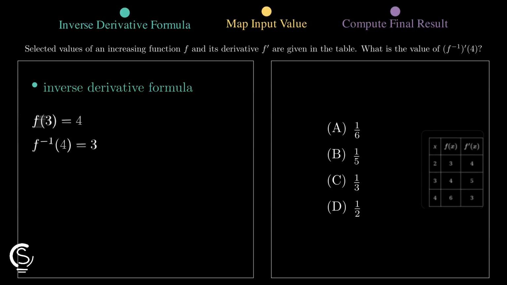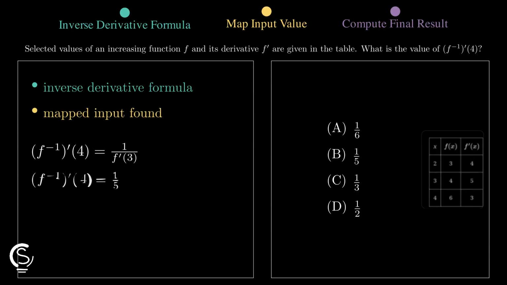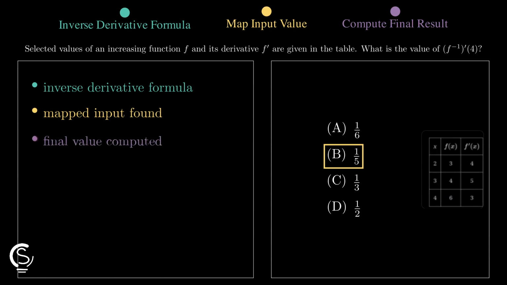Now substitute 3 into the derivative formula. The table shows f prime of 3 is 5, so the final result is 1 over 5.